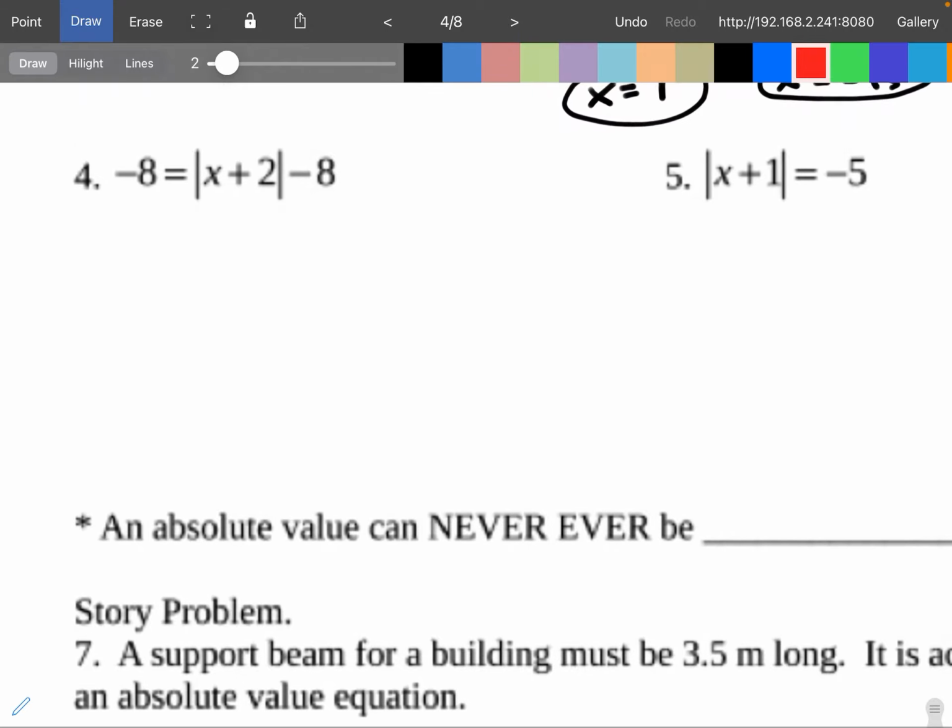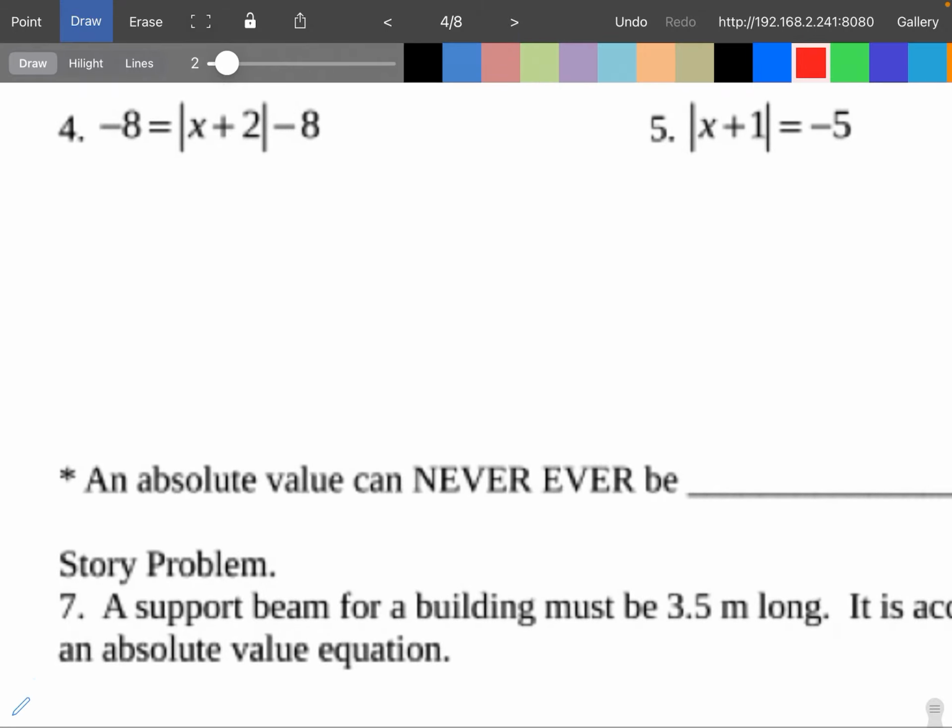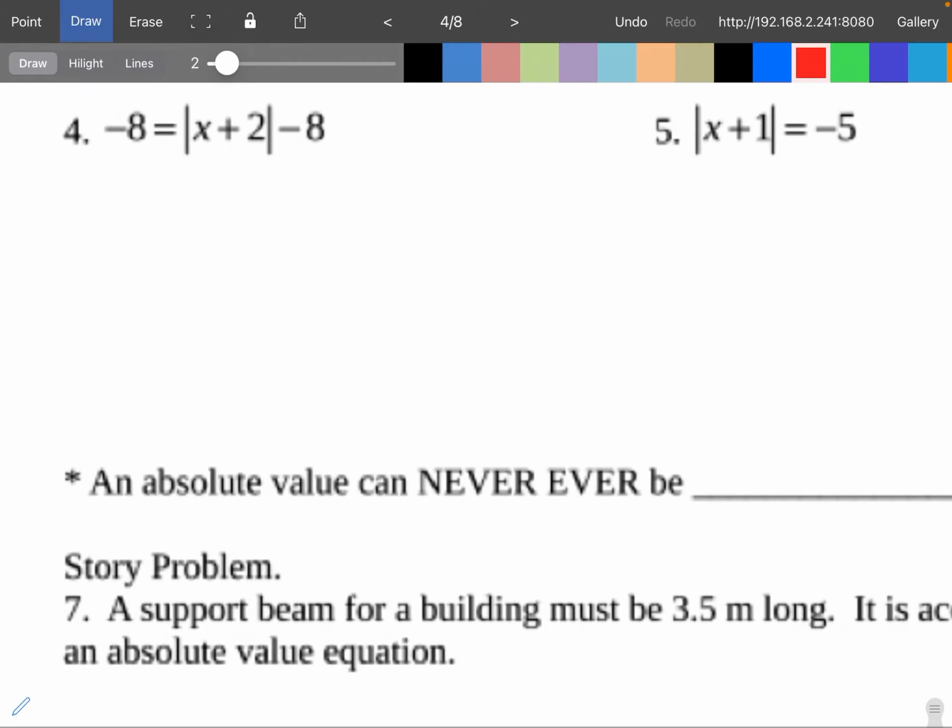All right, now we're going to get into the special cases. Okay, so let's go to example 4. So example 4, is the absolute value all by itself over here on the left-hand side? No, how do I get rid of that -8? Ryan? Add 8. Good. So add 8 on both sides.